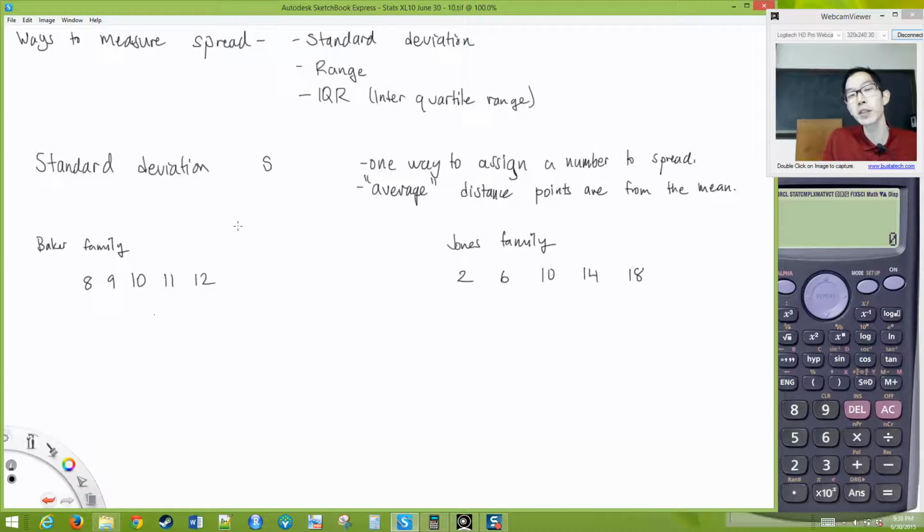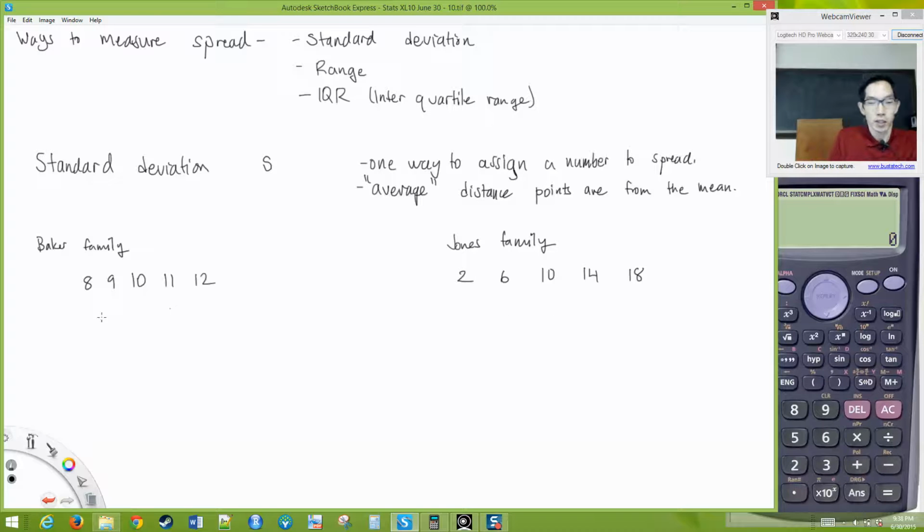So when we calculate the standard deviation, how will the standard deviation for the Jones family compare to the Baker family? The standard deviation over here is going to be big. Standard deviation here is going to be smaller, okay? Because the standard deviation is just a way to quantify the amount of spread, okay?